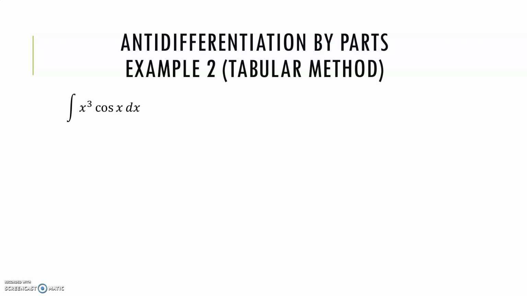And this is the tabular method. This is one where we had x cubed and cosine of x, and x cubed eventually went away, but cosine of x does not. And so you wind up having to do integration by parts several times, and one way to organize that work is with the tabular method.